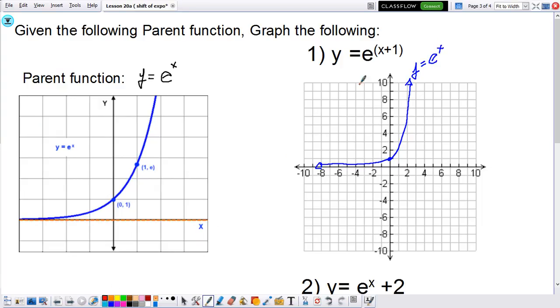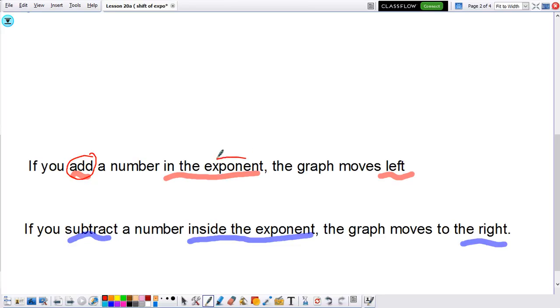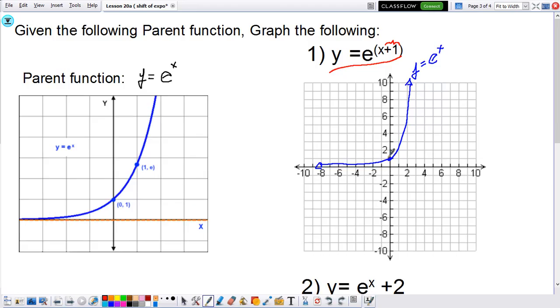But we want to graph e to the x plus 1. Notice that we add a 1 in the exponential. If we go back, when you add a number in the exponential, your graph is going to move to the left. So we're going to get a blue point here, and we're going to move this point 1 unit to the left, which is about right here. And now we're just going to imitate the shape. Here in red, we have our function y equals e to the x plus 1. Notice that it is the same graph, but with a small shift of 1 unit to the left.